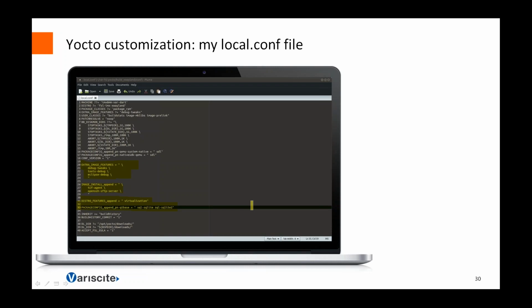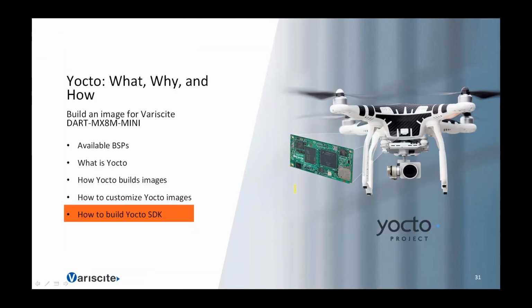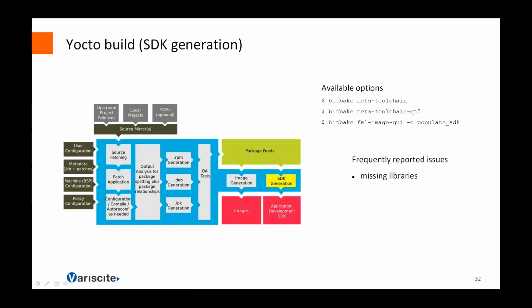Once you have customized your image, you are finally ready to start building your application. To do this, you need an SDK. What is an SDK? The basic version of an SDK is just the cross compiler, and you need to generate it according to what you have in your file system. So this is the very final step when building Yocto. You need to generate an SDK that is compatible with your file system, and there are a few options available.